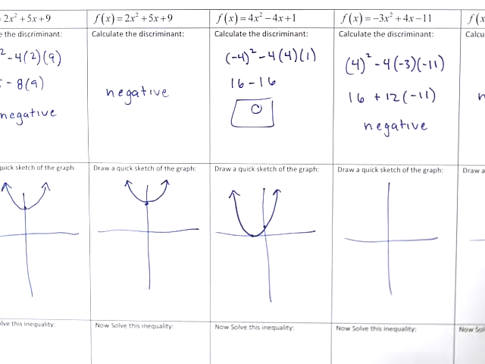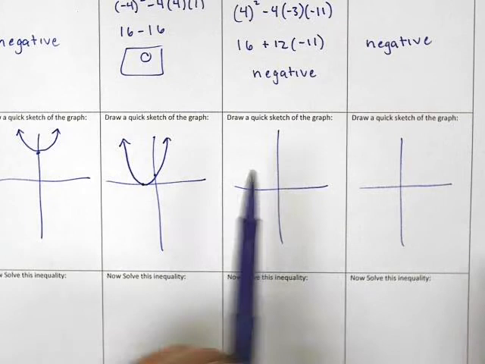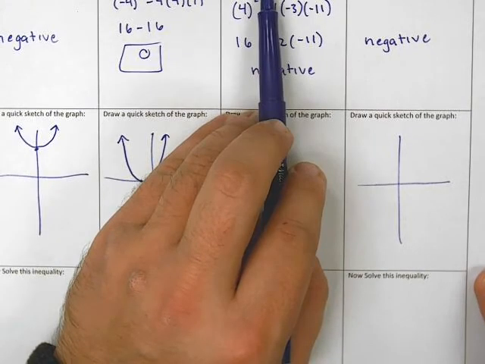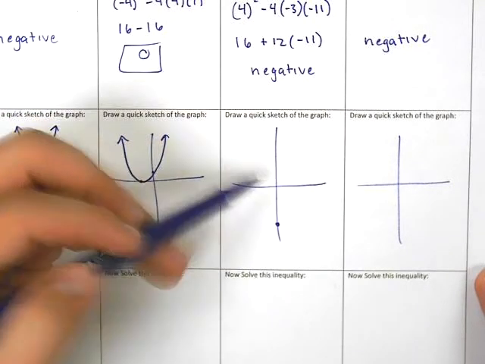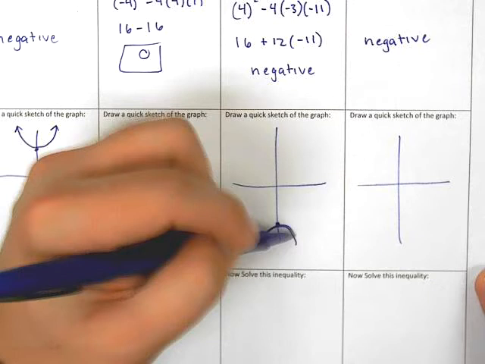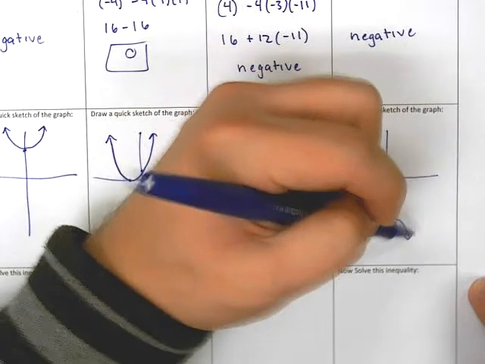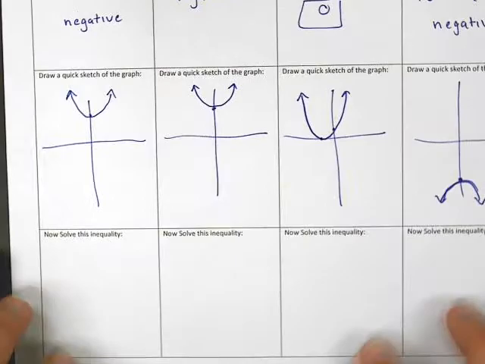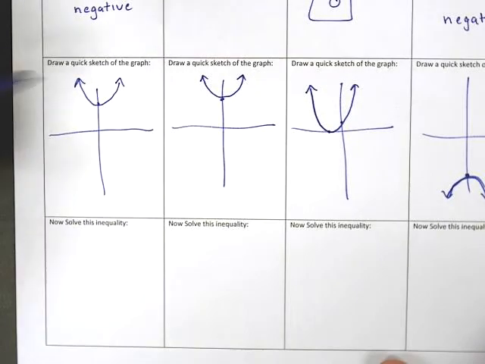Alright. Now the last two, the only thing that is different about the last two pictures is that now my a value is negative, which means it opens down. And again, it still can't have any x-intercepts. So now my sketch would look something like this and like this. Okay, now the reason we're doing this is because I want to show you how this kind of changes when we put this into an inequality type of situation.